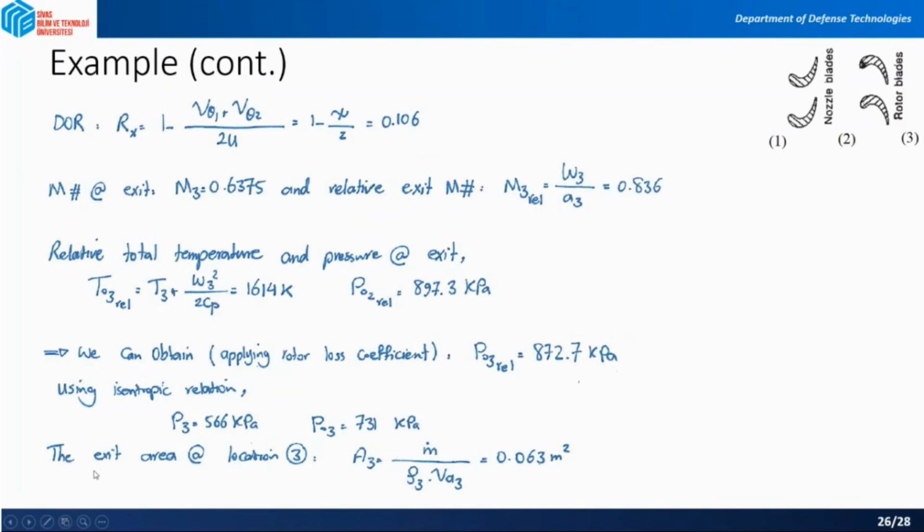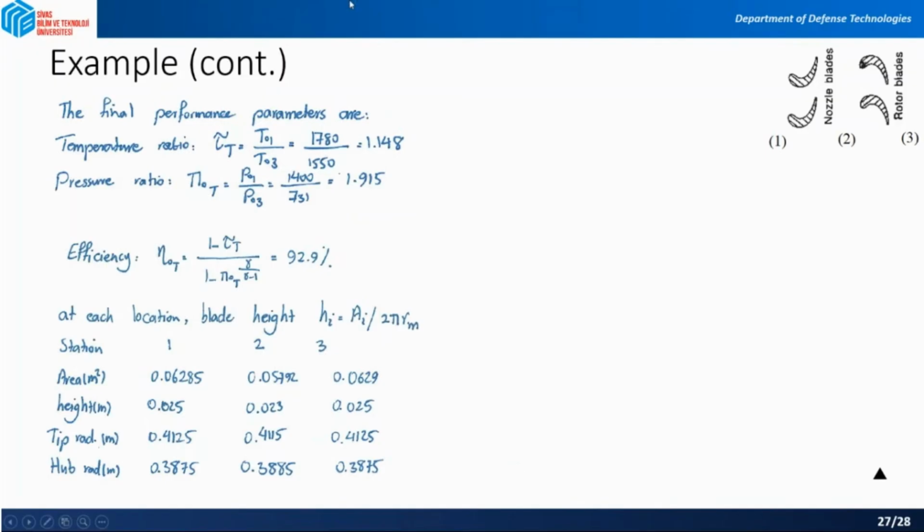and you can also come up with the area at point 3, and it is equal to 0.063 meters squared. The final performance parameters are the temperature ratio, which is 1.148, and the pressure ratio pi, which is 1.915. So the efficiency is equal to 1 minus tau of turbine, I mean the temperature ratio, over 1 minus pressure ratio to the power of gamma over gamma minus 1.